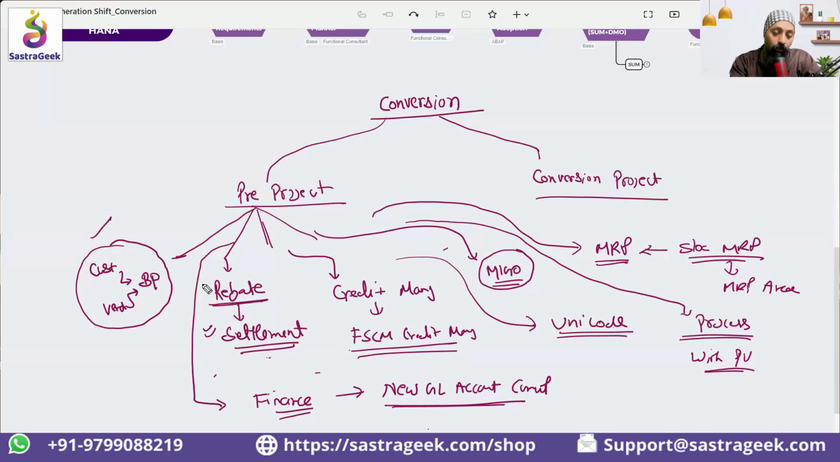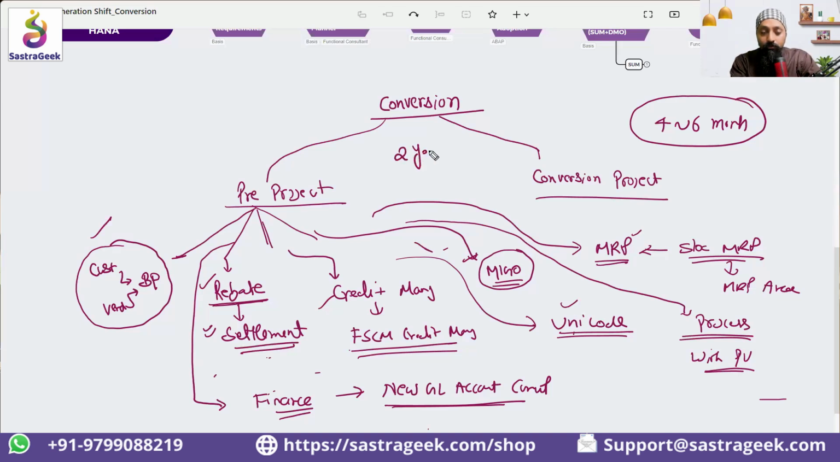So if you do all these steps, and you say that your conversion is just a technical conversion, you can easily do it in 4 to 6 months. But if you are including the pre-project, and then doing a conversion project, it can take 2 years also. The minimum we have done is 6 months. We did it in 6 months without pre-projects, because this pre-project also depends.